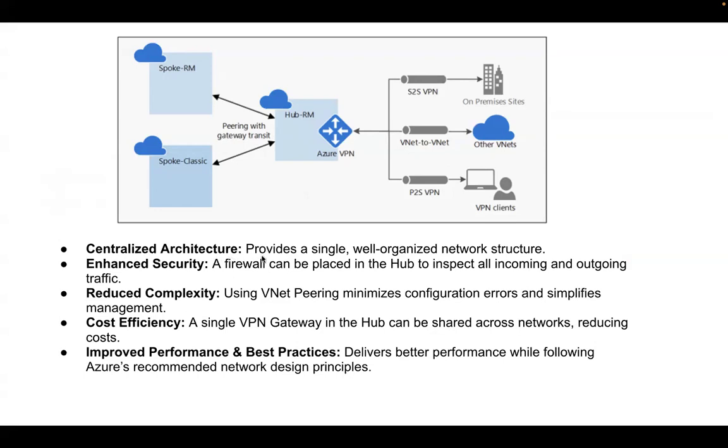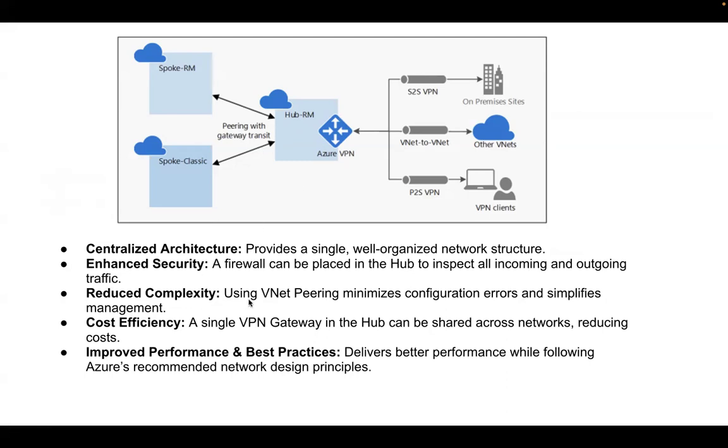It is a centralized architecture, which provides a single and well-organized network structure. Enhanced security: a firewall can be placed in the hub to inspect all the incoming and outgoing traffic. So here we can place a firewall configuration, and whatever the incoming and outgoing traffic is, it can be inspected in this hub VNet.